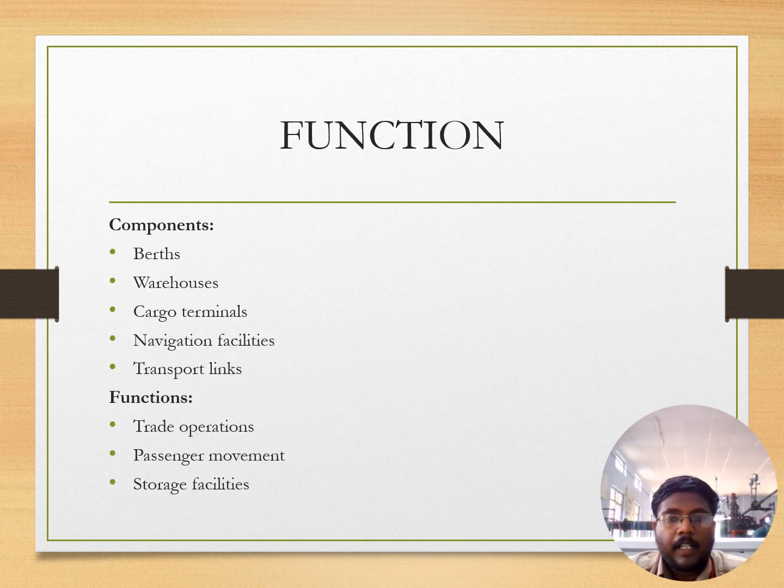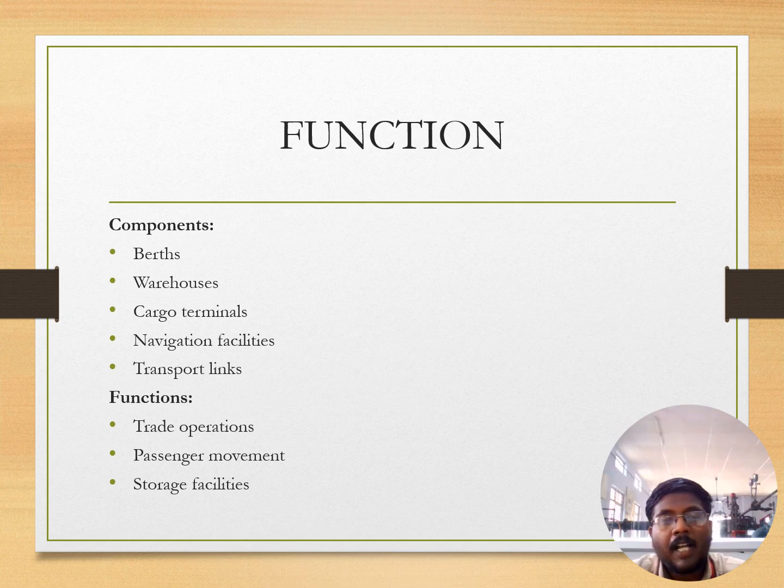In the next slide, we can see the components and the functions of a port. First, the components present in the port. They are warehouse, cargo terminal, navigation facilities, and transport links. Warehouse means where the loading and unloading activities are carried out. After that, the loading and unloading items are stored in a particular place. It is termed a warehouse.